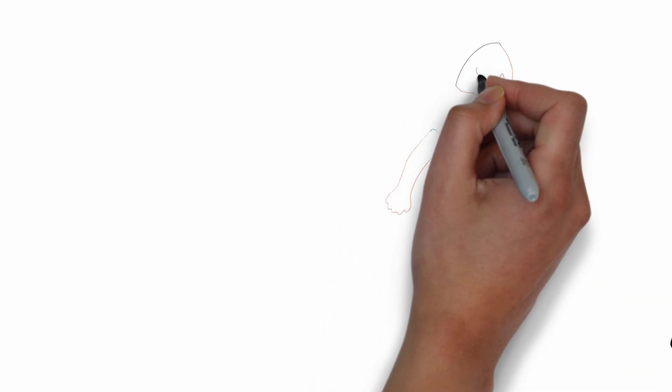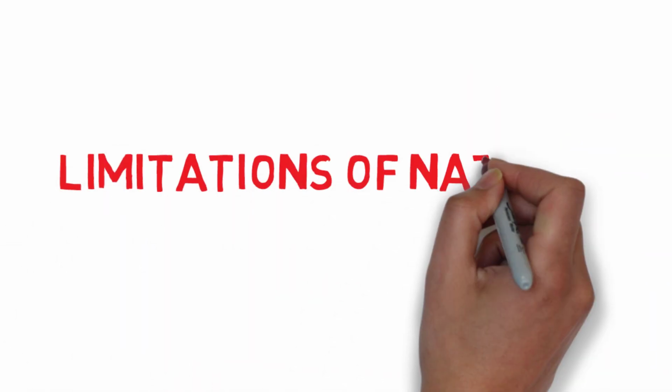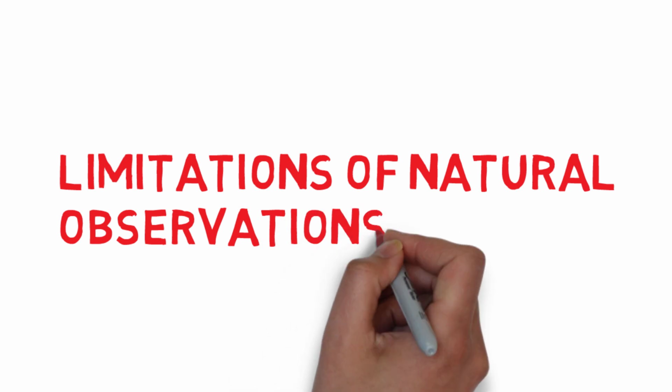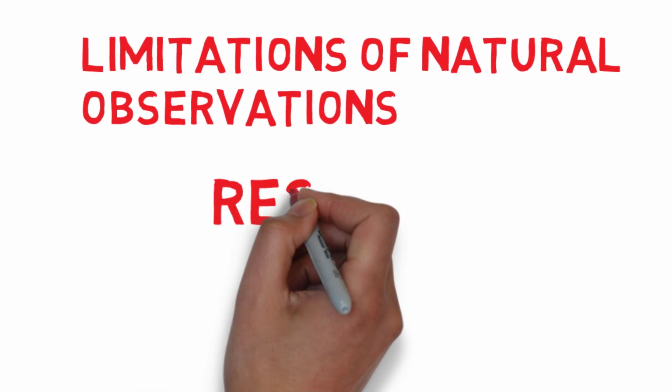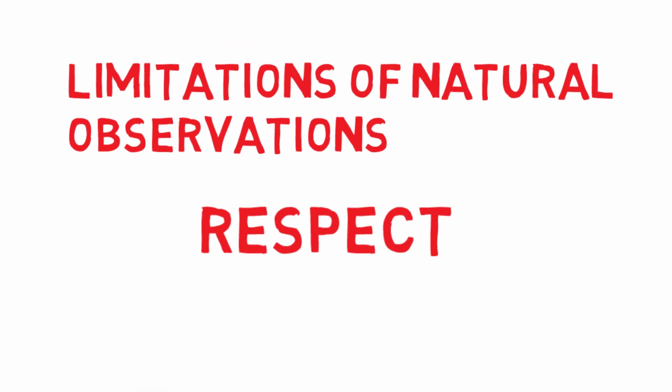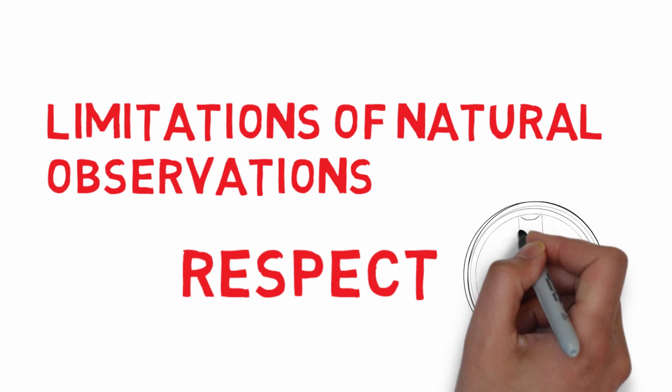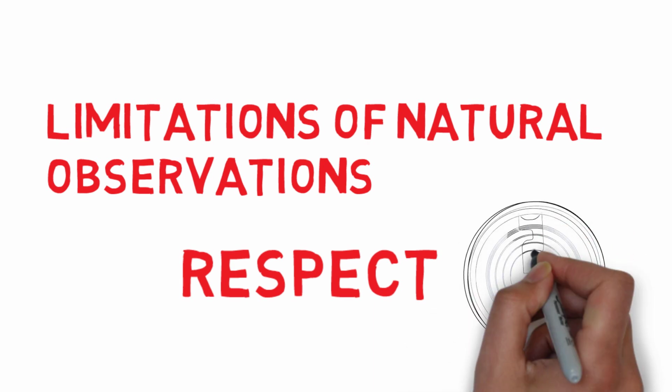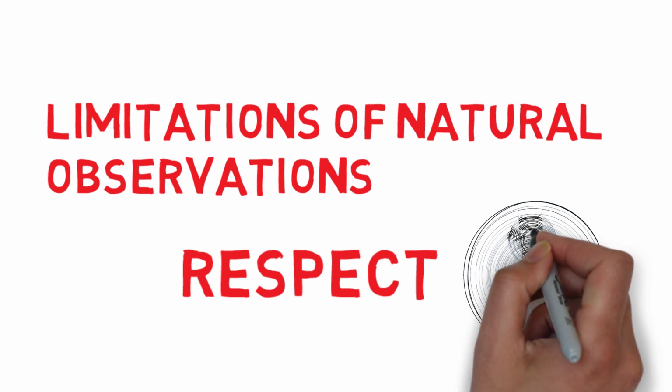However, at the same time, at least with regards to humans, there are of course important limitations with respect to this method. First of all, in particular, we must respect people's privacy. Psychologists can't go creeping through people's backyards engaging in naturalistic observation. But, importantly, must conduct their observations only in public.